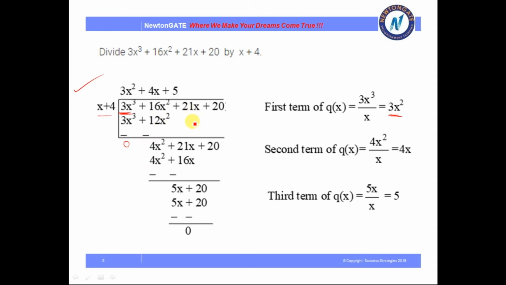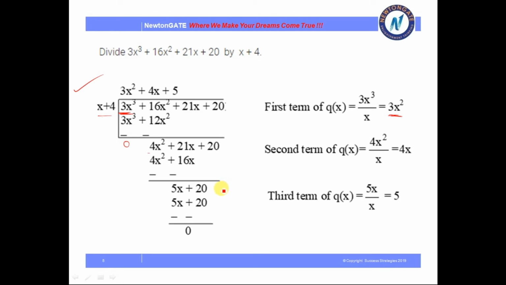Next we put down the next two values, 21x plus 20. Now we take the first term again, which here is 4x squared, and we divide it by x. So 4x squared by x gives us 4x. Again we take 4x and multiply it by x plus 4. So 4x into x gives us 4x squared, and 4x into 4 gives us 16x. Then we subtract the value and we get 5x, we put this value down, and 5x plus 20.